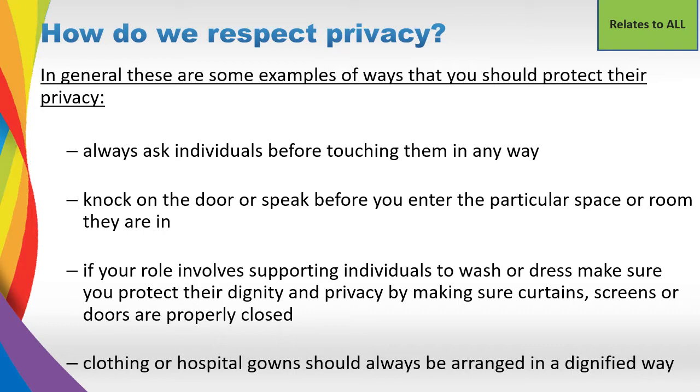So how do we respect privacy? In general, these are some examples of ways that you should protect their privacy. So always ask individuals before touching them in any way. Knock on the door or speak before you enter the particular space or the room that they are in. If your role involves supporting individuals to wash or dress, make sure you protect their dignity and privacy by making sure curtains, screens or doors are properly closed. Clothing or hospital gowns should always be arranged in a dignified way.